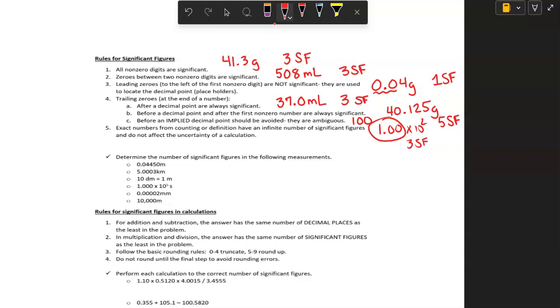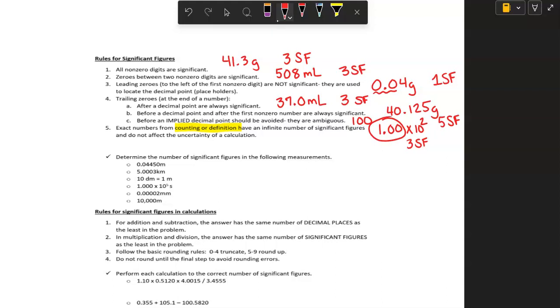Okay? The last rule says if it's an exact number, so by exact number we mean counting or definition. My pen's not working. Okay. So in other words, if we counted the number of people in a room, that's an exact number. That has an infinite number of significant figures because if there are 5 people in the room, there's no uncertainty in that measurement. There's 5 people. Definition is like the conversion factors. So if you go back and think about the metric system, 1 meter is 100 centimeters.